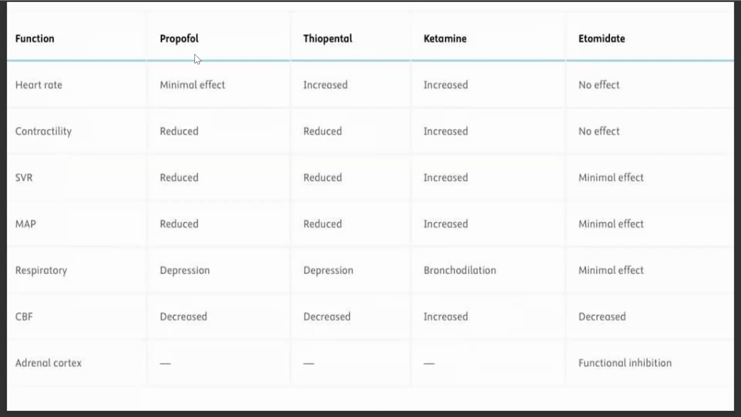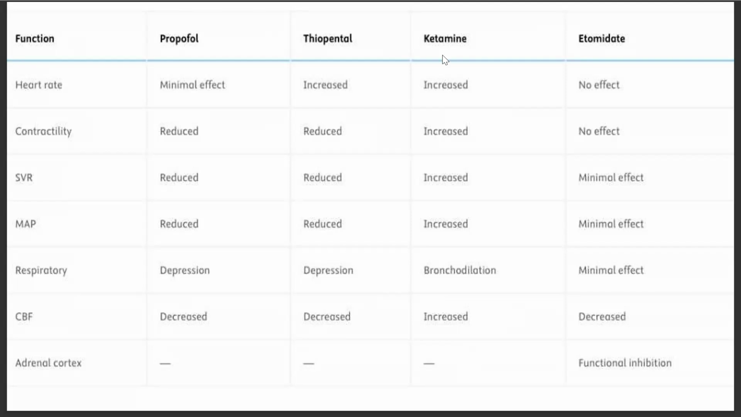Now if you look closely at the table, it shows the effects in a nutshell. Effects of propofol: heart rate has minimal effect, contractility is reduced, systemic vascular resistance is decreased, mean arterial pressure (MAP) is reduced, with respiratory depression and decreased cerebral blood flow. Thiopental: heart rate increased, contractility reduced, systemic vascular resistance reduced, mean arterial pressure reduced, respiratory depression, and cerebral blood flow decreased.